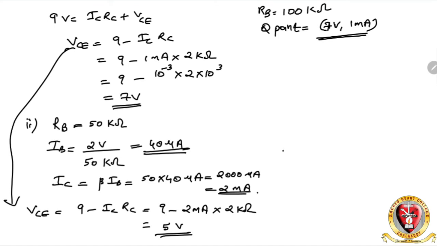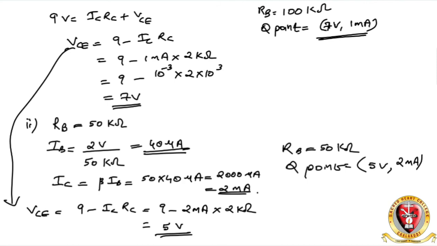So if RB is equal to 50 kilo ohm, Q point is 5 volt, 2 milliampere. That means it is clear that if we increase or double the value of RB, the base current will get decreased.